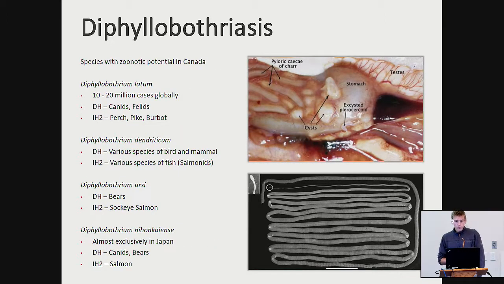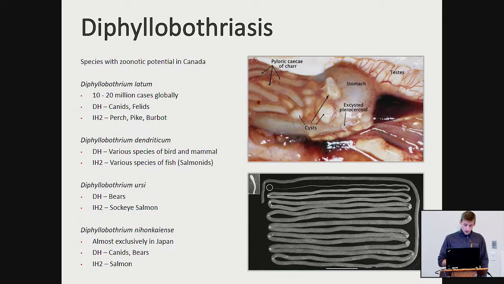So in terms of zoonotic potential in Canada, there are, I would say, four species that you'd be more likely to encounter. Diphyllobothrium latum would be the most common cause of human infections. And worldwide, it's estimated there are 10 to 20 million cases. The definitive host is usually, in addition to humans, dogs and cats. And the infection is usually acquired by eating certain freshwater fish, like perch, pike, and burbot.